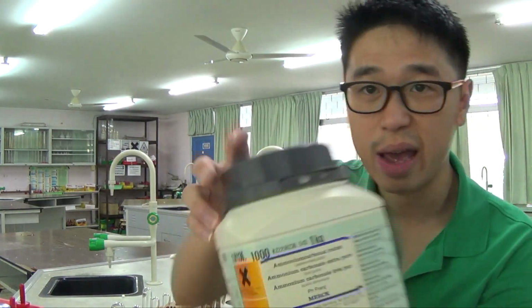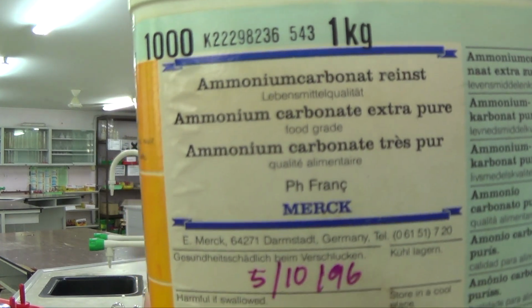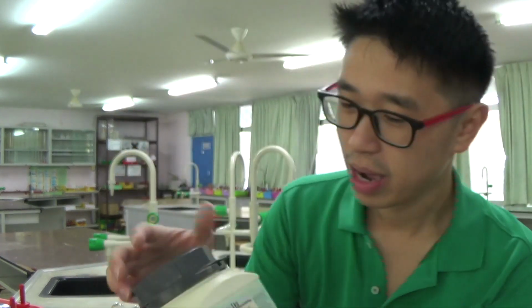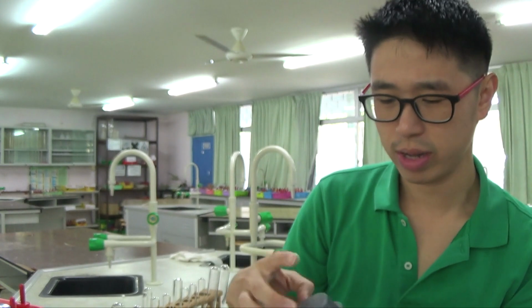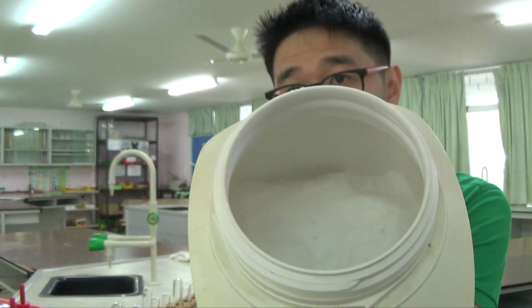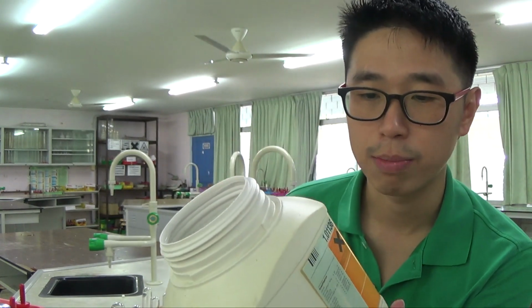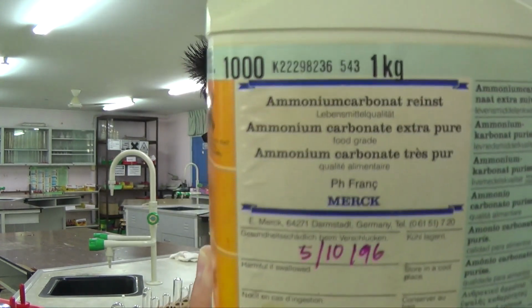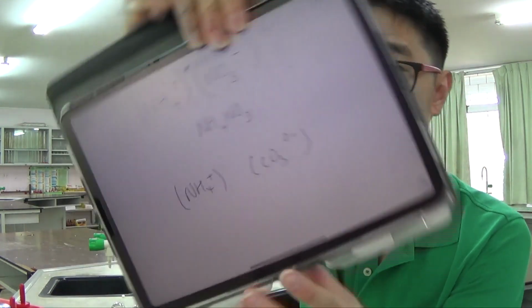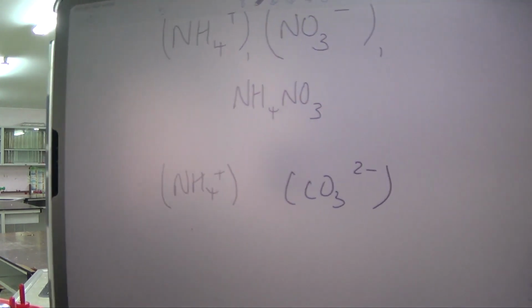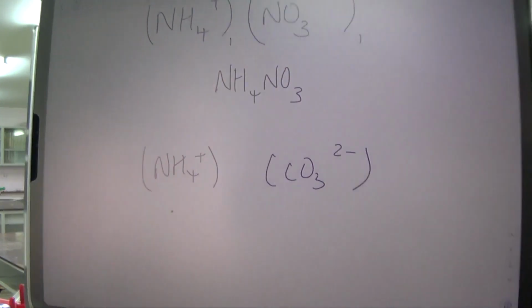Next up we have ammonium carbonate. This is straight from a 1 kilogram container. Again, it is a white powder. Being an ammonium salt, this is ammonium carbonate. The formula for ammonium carbonate will be NH4+ and CO3 2-, so when you look at the respective ions, you have NH4+ and CO3 2-.